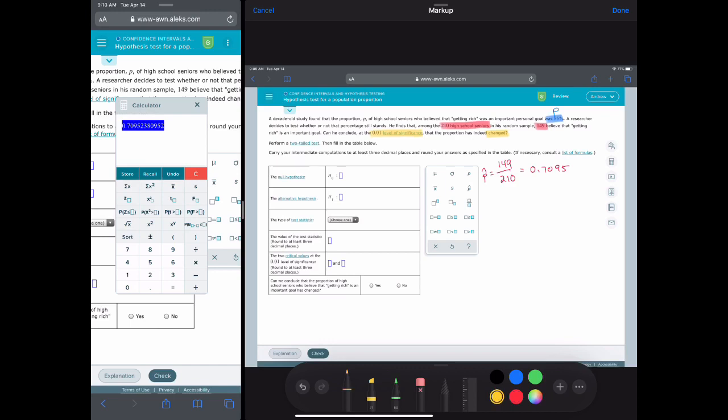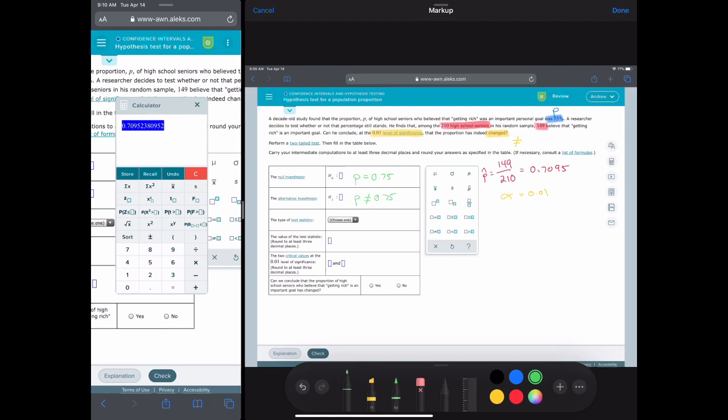The other bit of information that we have here is the alpha, which is our level of significance at 0.01, so that may come in handy later. And then the word changed. We would just want to know if it's changed. We don't care if it's less than or greater than. We just want to know if it's changed. Okay, so that tells us that we are going to use not equal to. So we kind of have the setup here. We should be able to start filling in some of these answers. So we want to know, is P equal to 0.75 or not equal to 0.75? So has it changed or has it not changed?